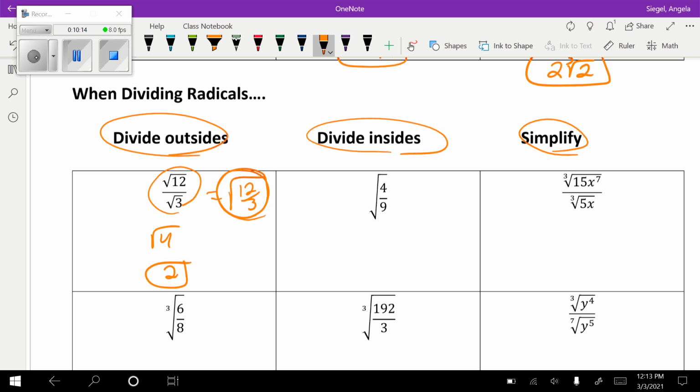This one, I don't like to look at it like that because I can't do anything with it like that. But if I look at it as separate, then I can take the square root of 4 and the square root of 9. So it just simply becomes 2/3.